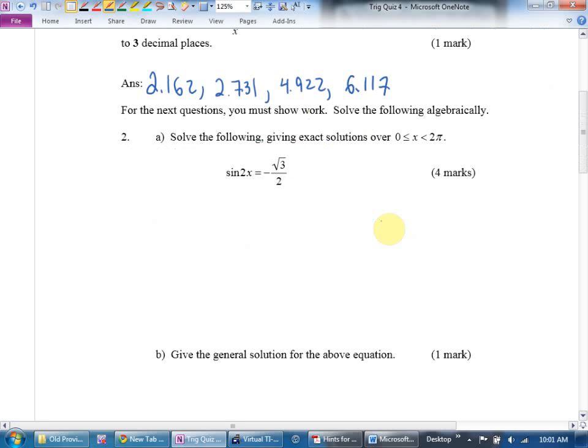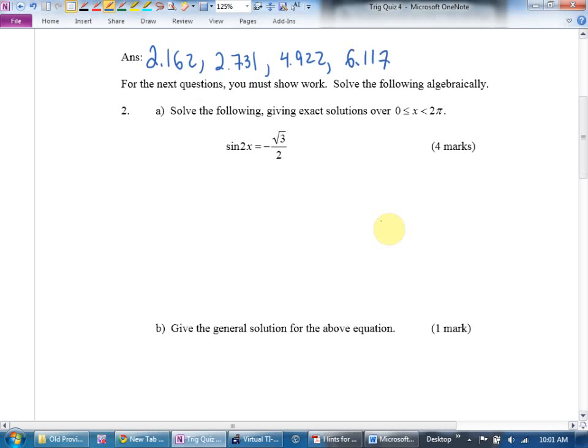For the next questions, you must show work. Solve the following algebraically. Okay. Do you see it? Period change. You have to spot it. Okay. By the way, again, I'll say this again. Every year I see some kids that go, I'm going to divide by 2, and that's going to make that a 4. No, you can't divide out of a trig function like that. Can't be done. Not allowed.